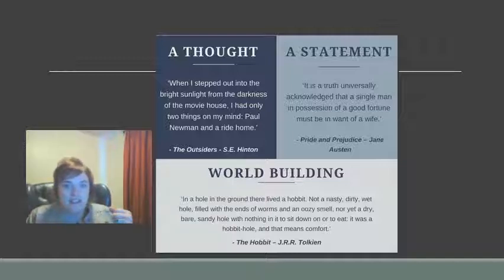When I stepped into the bright sunlight from the darkness of the movie house, I had only two things on my mind: Paul Newman and a ride home.